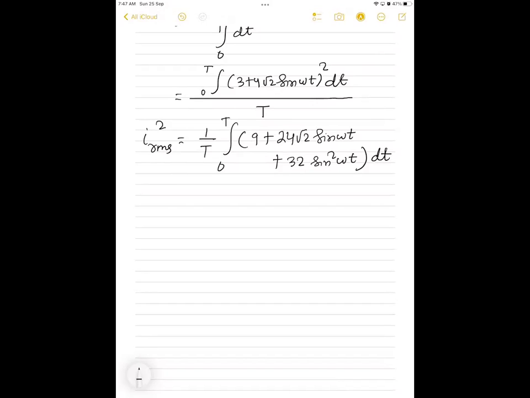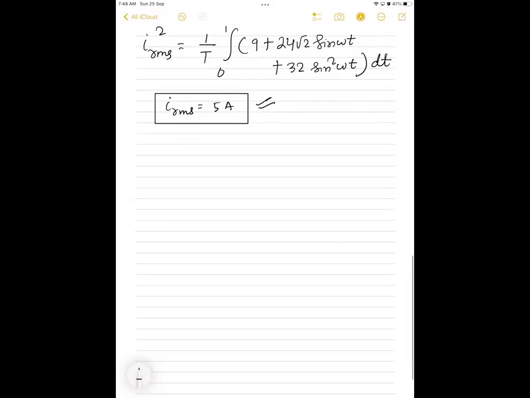If we integrate this, 9 dt gives 9t, 24 root 2 sine omega t gives minus cos omega t by omega, and 32 sine square omega t as we did. Once you find the total value, you apply the limit from 0 to t and you will get IRMS. That will be near about 5 ampere. Just check it out. Let's take another example, a graph type question. We'll do many examples later on, but now see.